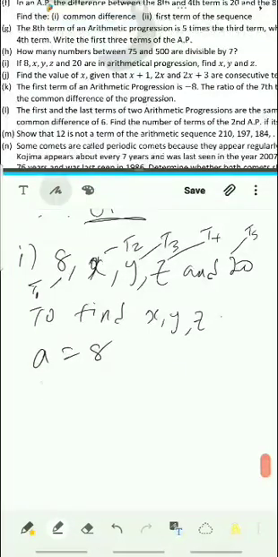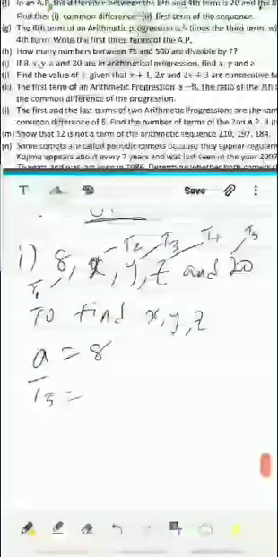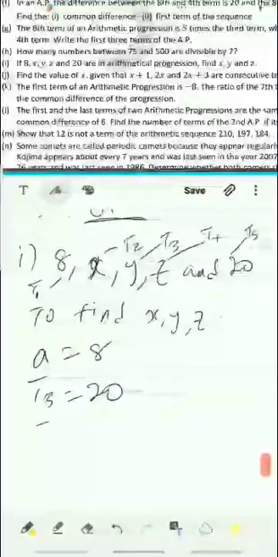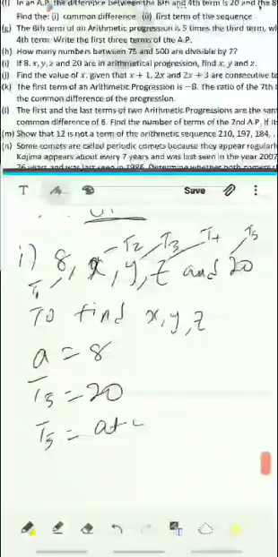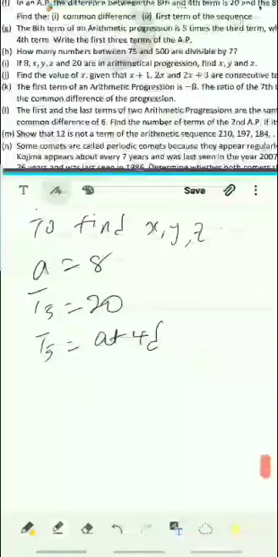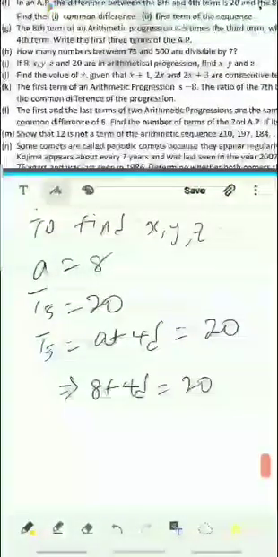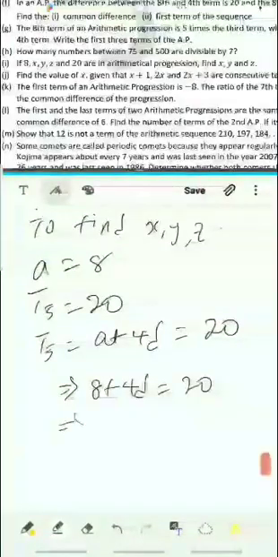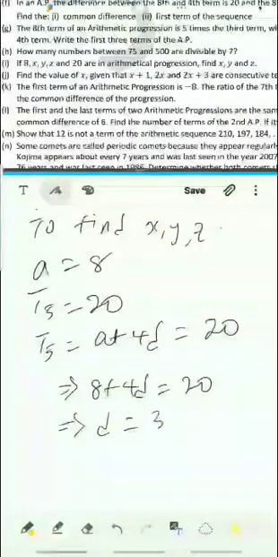Okay, so A, the first term, is what? 8. T5 is 20. But T5 is what? A plus 4D. So it means A plus 4D is equal to what? 20. And our A is 8, so substitute. So we have 8 plus 4D equals 20. It implies that what? D is equal to 3. So the common difference is 3. Once you know your A and you know your D, you can get any term in any sequence.